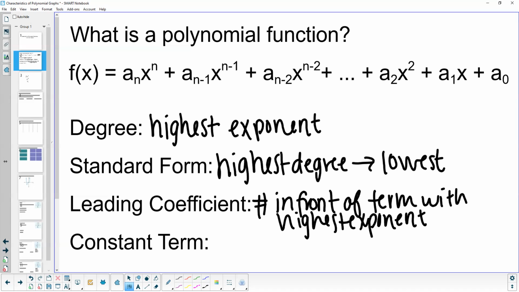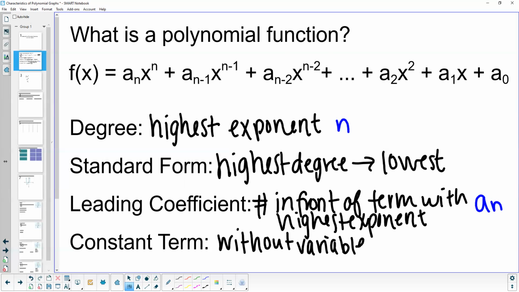In this example up here, the degree of our polynomial is n. It's in standard form already, and our leading coefficient is that a to the n. Then the last piece here is the constant term, and this is the one without a variable. It's typically found at the end when we're in standard form, but our constant term here is actually going to be a to the 0.